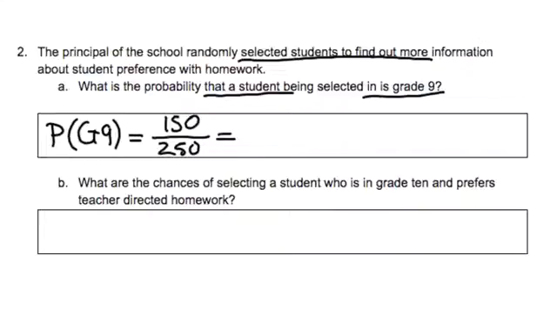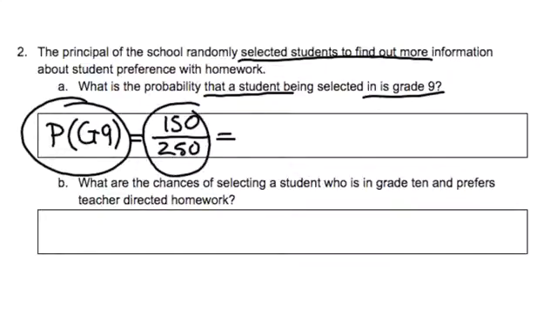So the probability of a student being in grade 9 is 150 over 250. Again, this right here is important that you're writing it in. We're writing this as a fraction, and then we need to simplify it. So how many 50s go into the numerator and denominator? Well, there would be 3 50s and 5 50s. So the chances would be 3 out of 5. Okay, and I could express this as a decimal also. This would be 0.6.